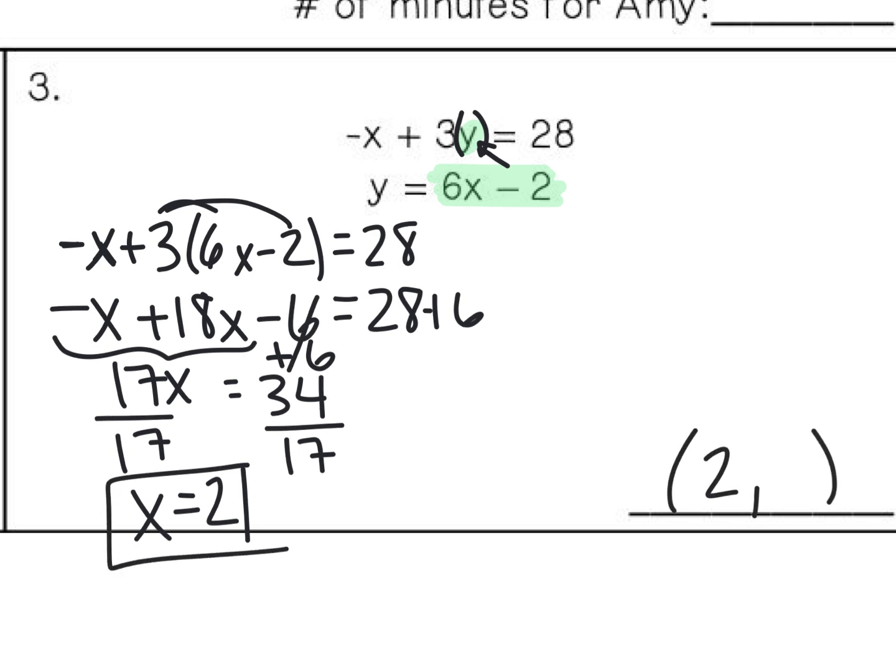We still need to find the y, so we can choose either of these original equations. I usually choose whichever one is x or y equals. It's just a nicer, less steps. Less steps means less mistakes. So now I have my x.